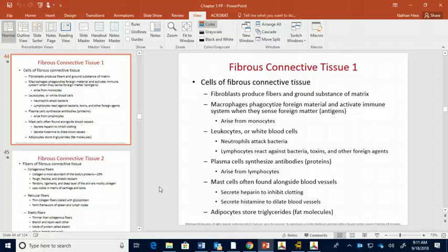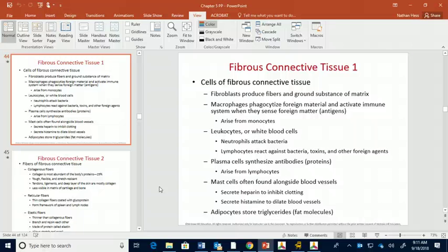Cells. Let's talk about the cells. There's 6 different ones here. The fibroblasts, I just love the names of these things. A fibroblast, what does it sound like they do? They blast fibers, right? So these are the things that make the connective tissue fibers. They produce the fibers.